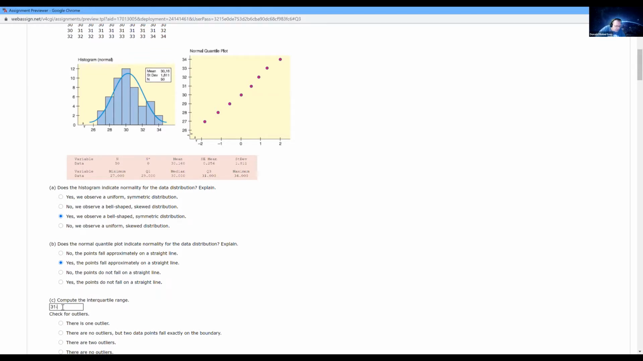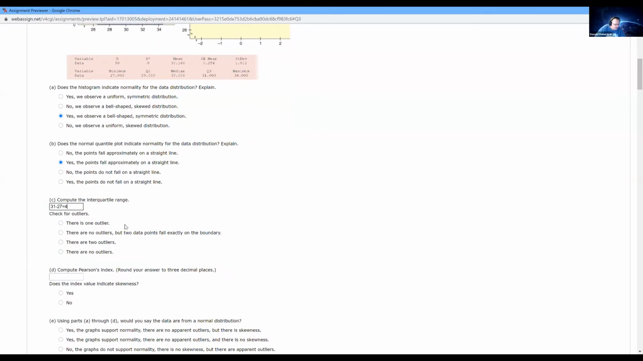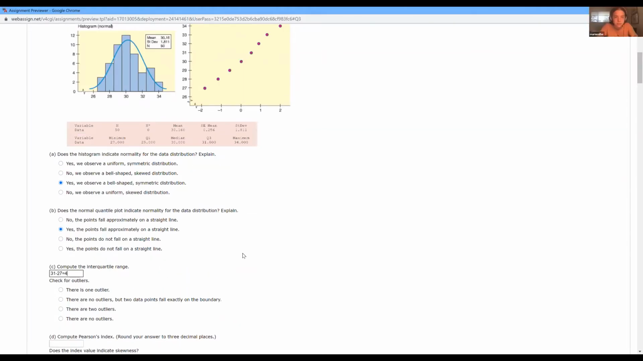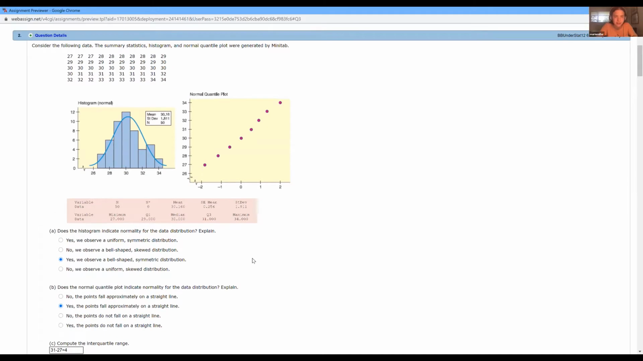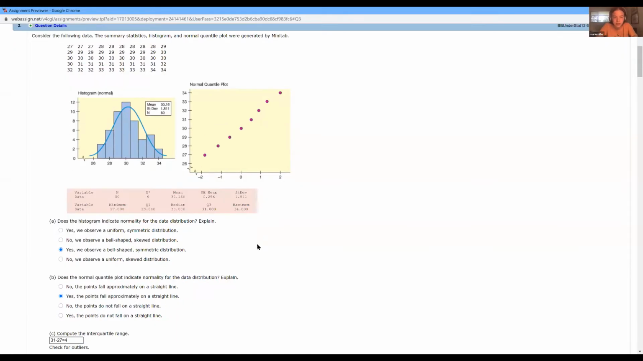And then you take away Q1, which is 27. And that would make the interquartile range 4. You agree? Right. So check for outliers. Yeah, that's the part I had a problem on, because I thought it looked like there's just one data point, not two data points that are on the boundary. So that's why I selected that there are no outliers.